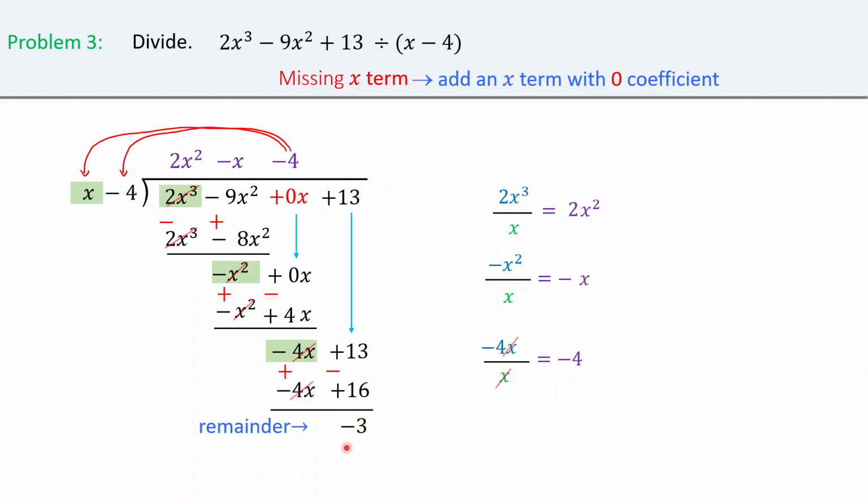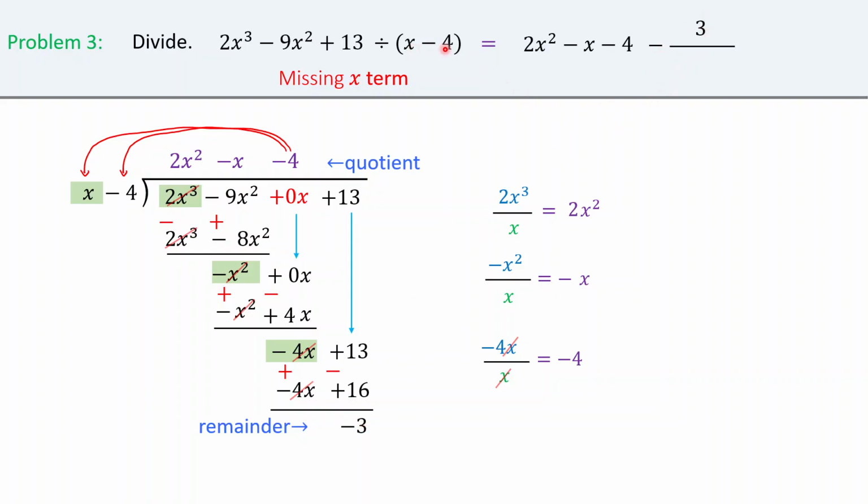So this is the remainder and this is the quotient. So this polynomial divided by this polynomial is equal to the quotient. The remainder is negative, so you need to subtract. Now 3 divided by x minus 4. This is the answer.